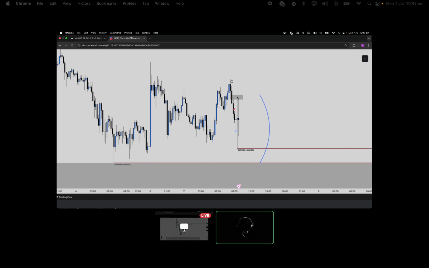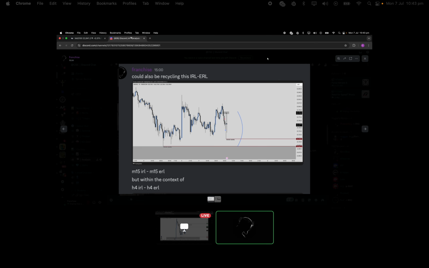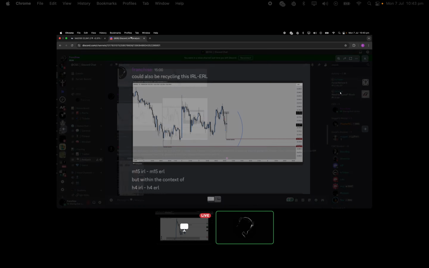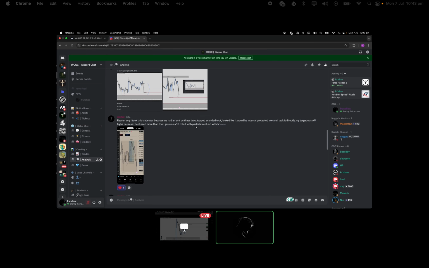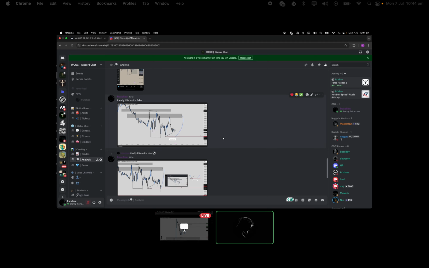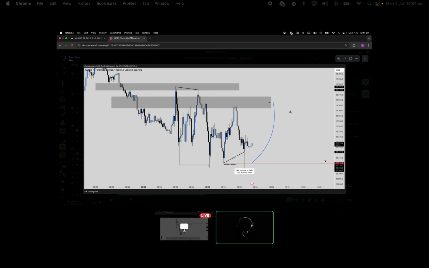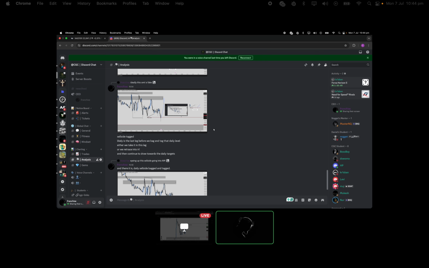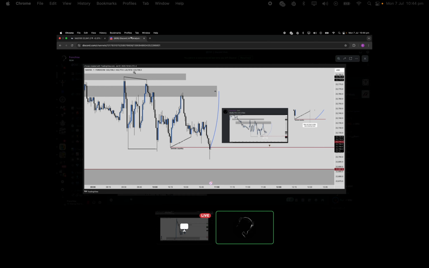But the same logic applies with everything. Everything is ERL, IRL. So as you can see, could be recycling this IRL to ERL, M15 IRL to M15 ERL, but within the context of an H4 IRL to H4 ERL, which I'll show you in a second. And then this is the other guys, and then this is a bit later in the day, but same proof.